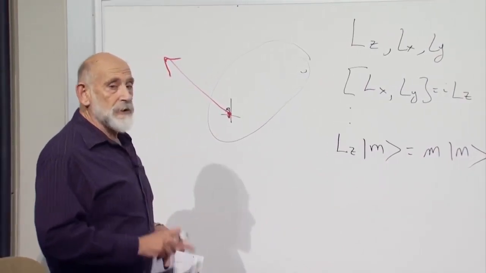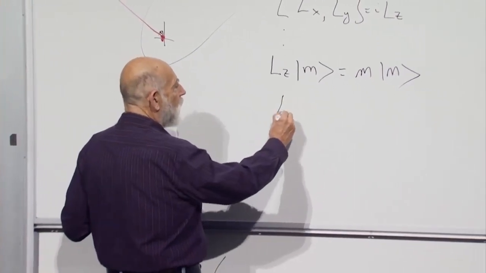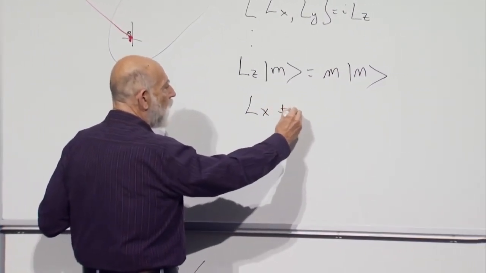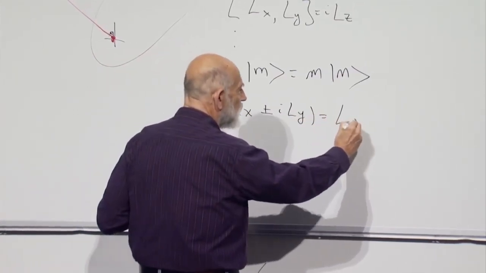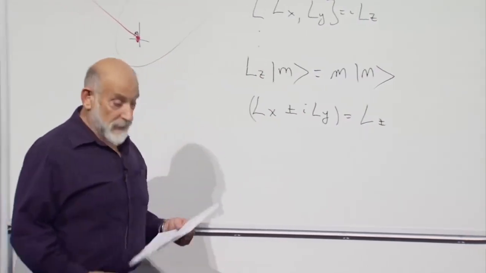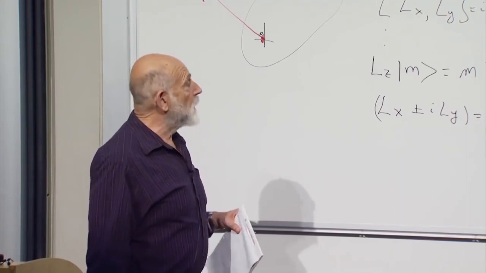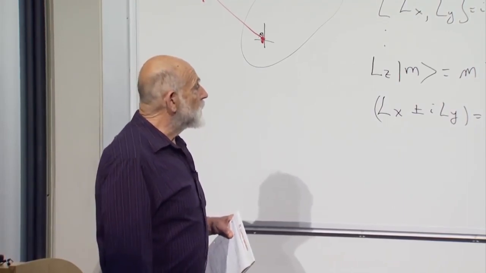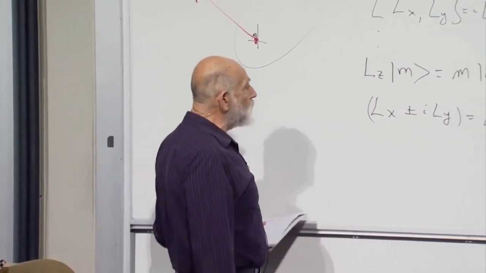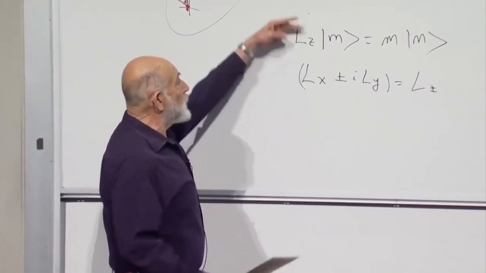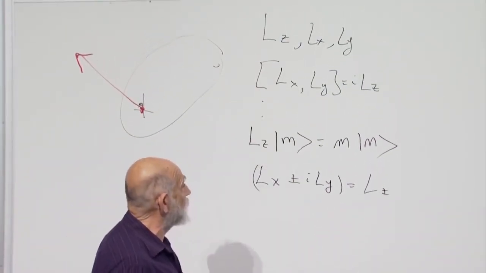And we worked in that basis, and we found, to our great joy, that the operators Lx plus or minus i Ly, which we called L plus or minus, had some nice properties, were useful. I'm not going to write down the properties. You have them written down from last time, I hope. They follow from the commutation properties of the L's.